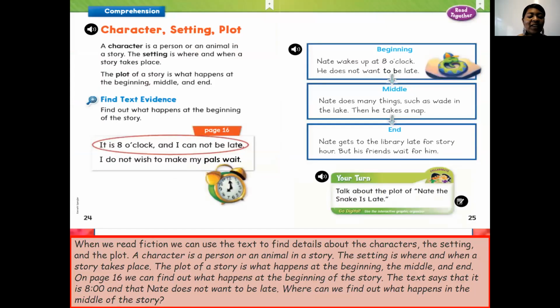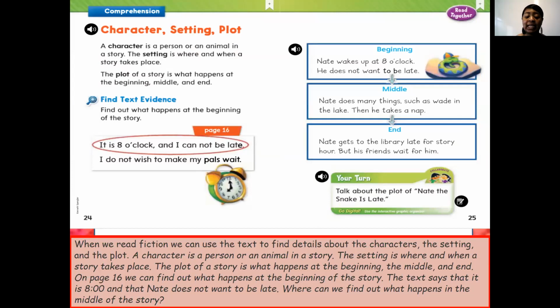Remember, when we read fiction, we can use the text to find details about the characters, the setting, and the plot. A character is a person or animal in a story. The setting is where and when a story takes place. The plot of a story is what happens at the beginning, the middle, and end. On page 16, we can find out what happens in the beginning of the story. The text says that it is 8 o'clock and that Nate does not want to be late. Where can we find out what happens in the middle of the story?